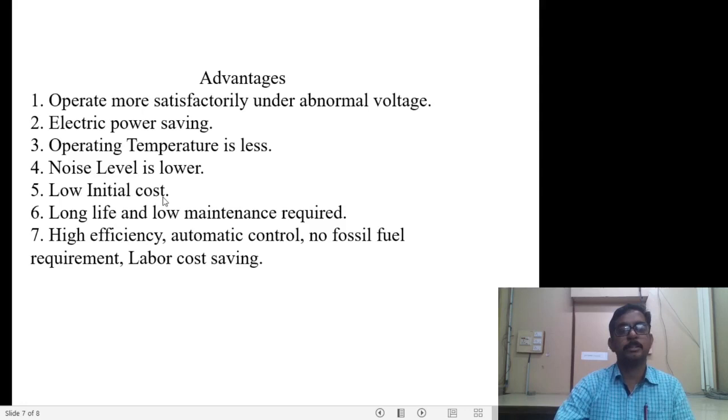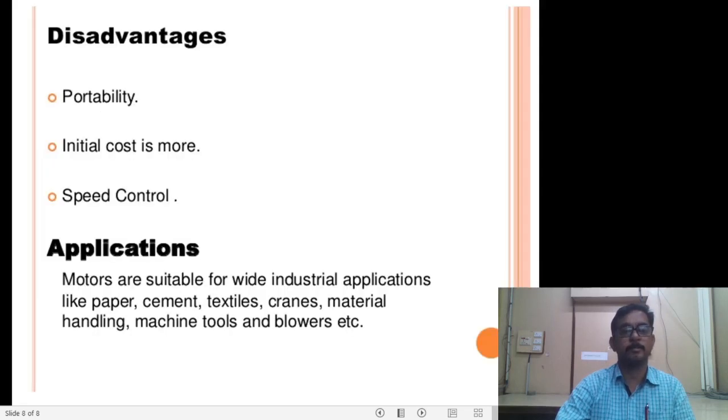Fifth point, low initial cost. Its initial cost is also less. Sixth point, long life and low maintenance required. It has high efficiency, automatic control, no fossil fuel required, and labor cost is also less. So these are some advantages of this energy efficient induction motor.